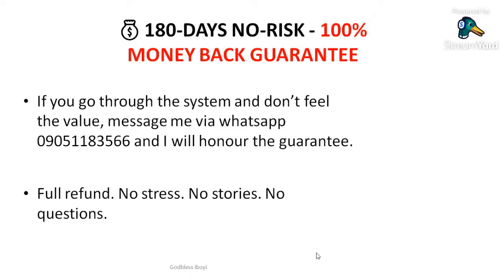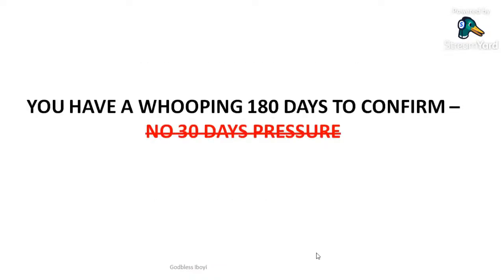Now, I have a 180 days no risk, 100% money back guarantee. What does this actually mean? It means that if you go through the system and for any reason you don't feel the value, you can just message me on WhatsApp, and I will honor the guarantee immediately. Full refund, no stress, no stories, and no question asked. So you have a whopping 180 days to confirm. There is no 30 days pressure here.